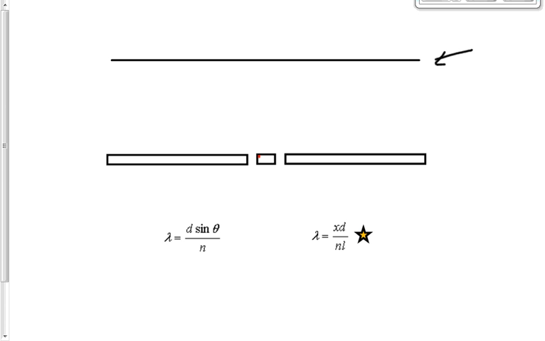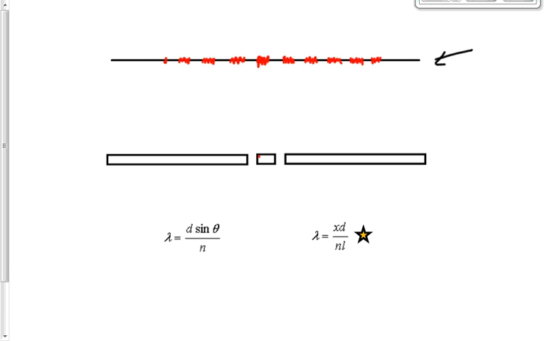This is our screen. On that screen, we're going to see not a bright line and a dark line and a bright line and a dark line, but rather just a spot on the screen that's bright. And then a spot right beside it on both sides that's dark. And then bright, and then dark, and then bright, and then dark, and so on. We get a series of bright lines and dark lines.